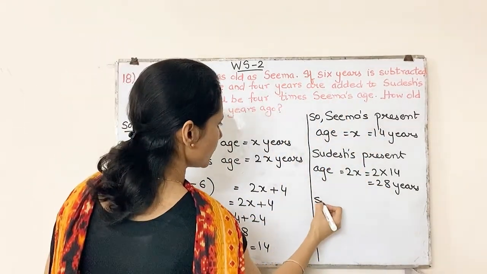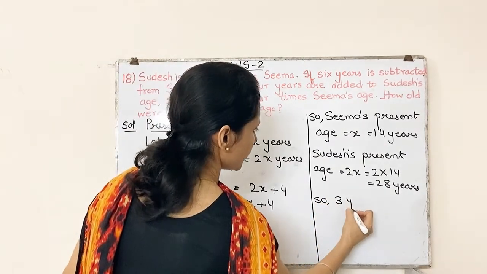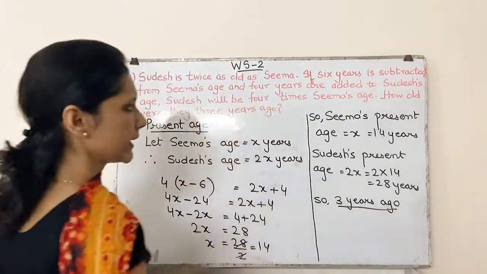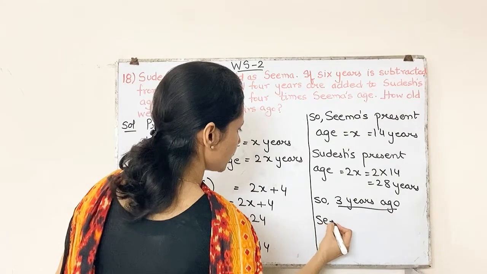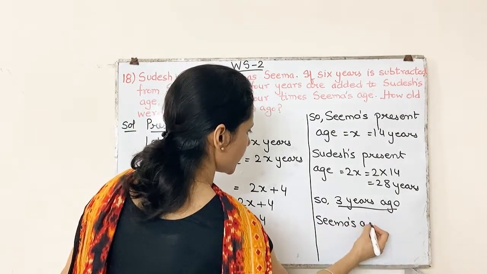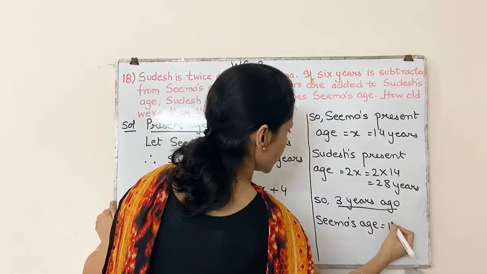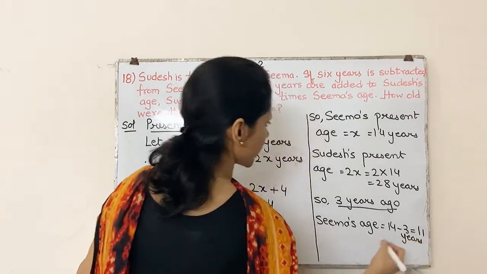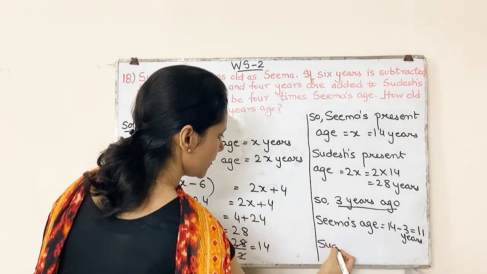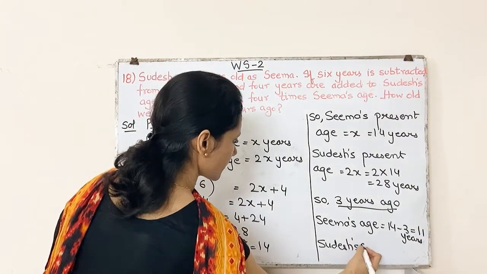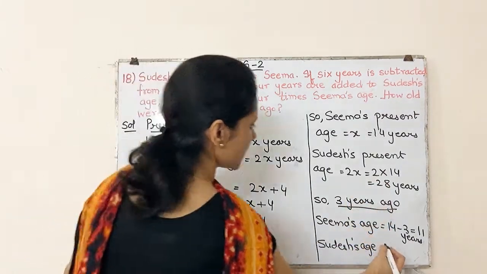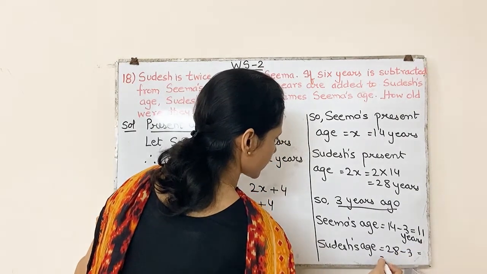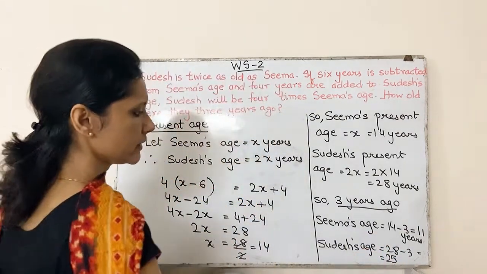So we'll give the heading 3 years ago. Under this heading we'll write down, Seema's age would be 14 minus 3, that is 11 years, and Sudesh's age would be 28 minus 3, that is 25 years.